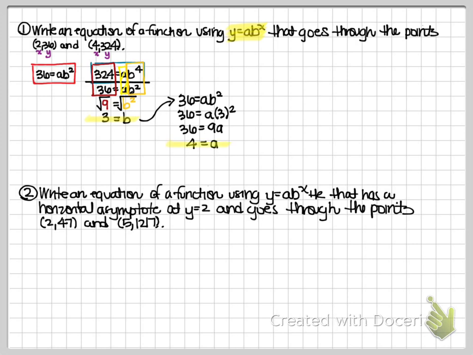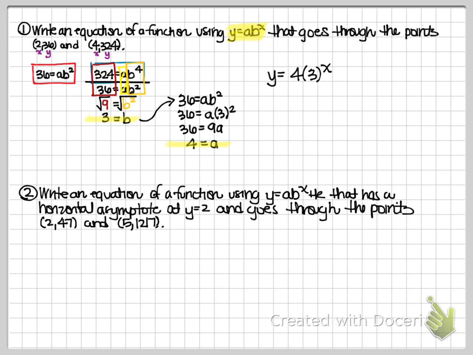And all I have to do is write my equation. So I think my equation is going to be y is equal to my A value, which was 4, times my B value, which was 3, and then my exponent of x.